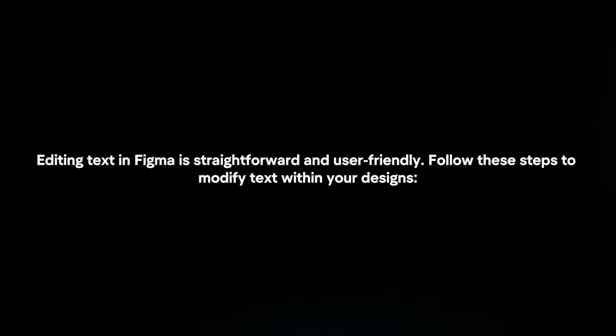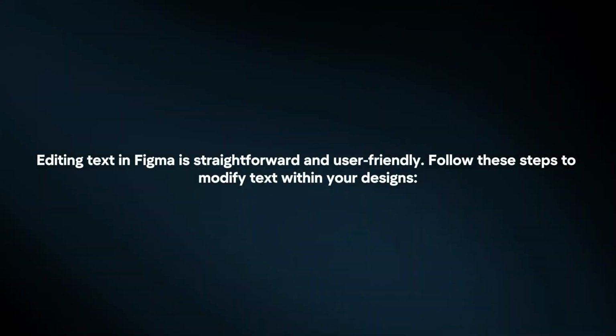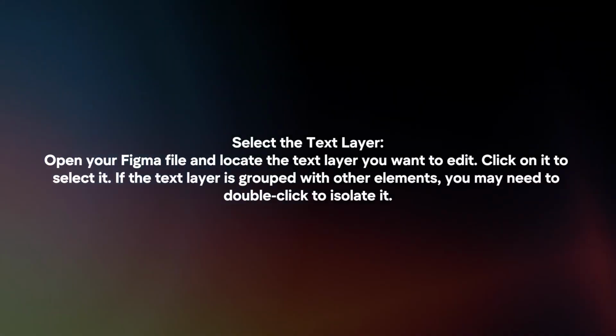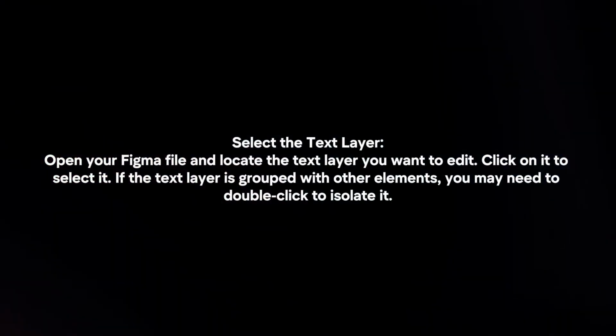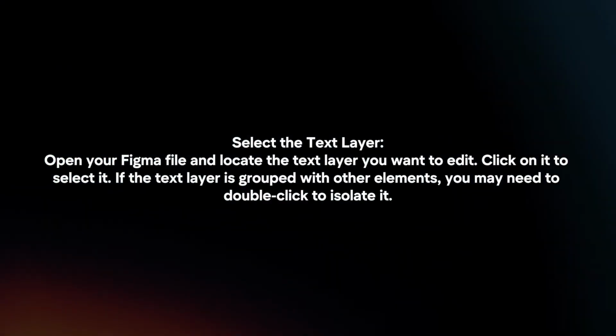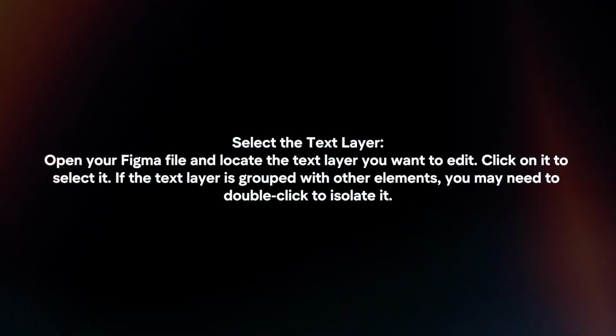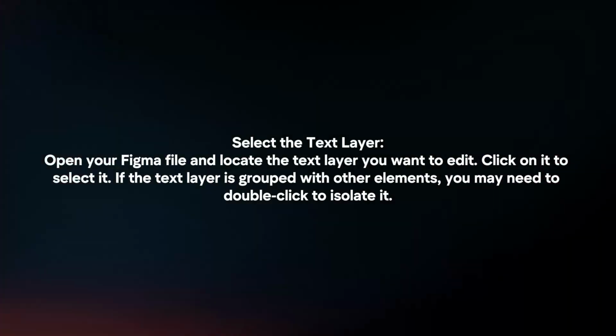Editing text in Figma is straightforward and user-friendly. Follow these steps to modify text within your designs. Select the text layer. Open your Figma file and locate the text layer you want to edit. Click on it to select it. If the text layer is grouped with other elements, you may need to double-click to isolate it.